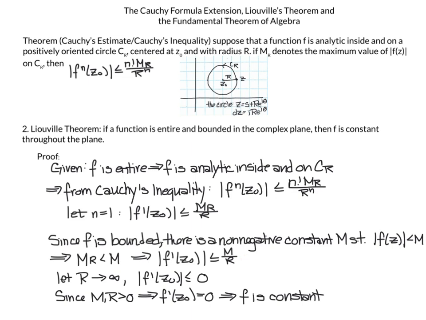And since M and r are both greater than 0, we know that M over r is not negative. So in other words, the derivative of f at z naught must be equal to 0. It's not going to be less than 0, in which case what we have is f is a constant function. And that's exactly what our Liouville theorem says. If a function is entire and bounded in the complex plane, then f is constant throughout the plane.